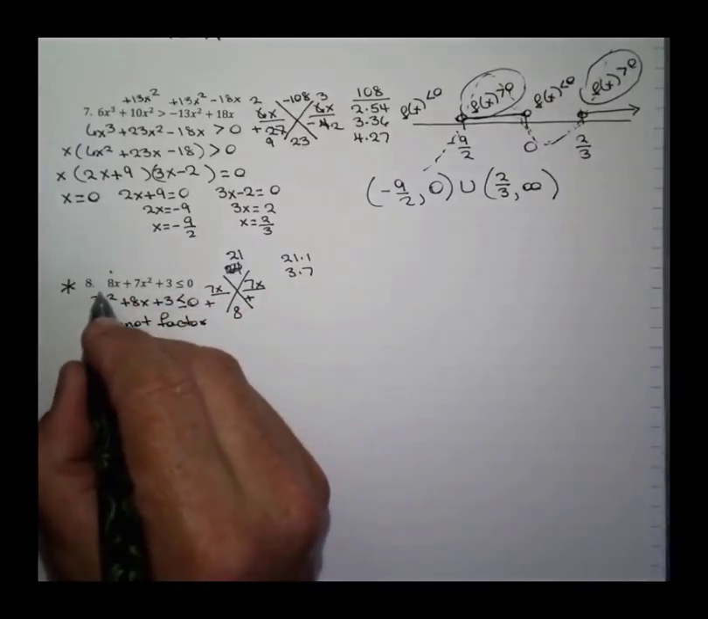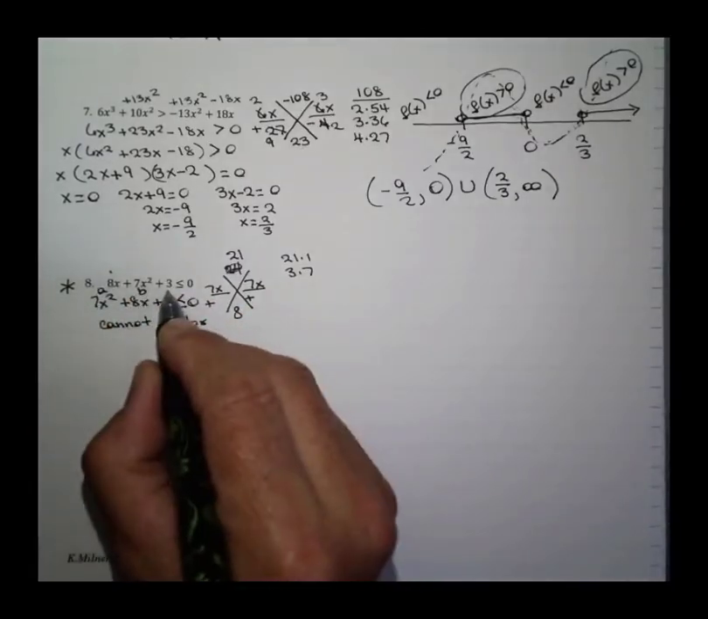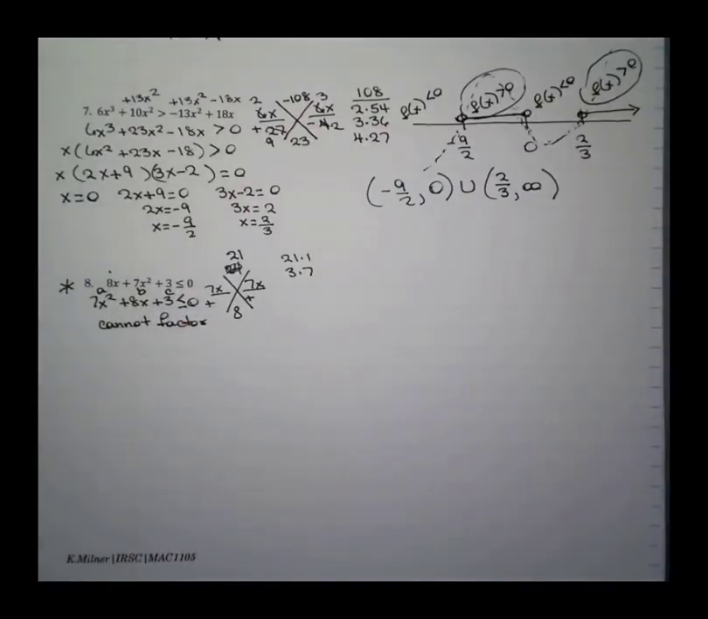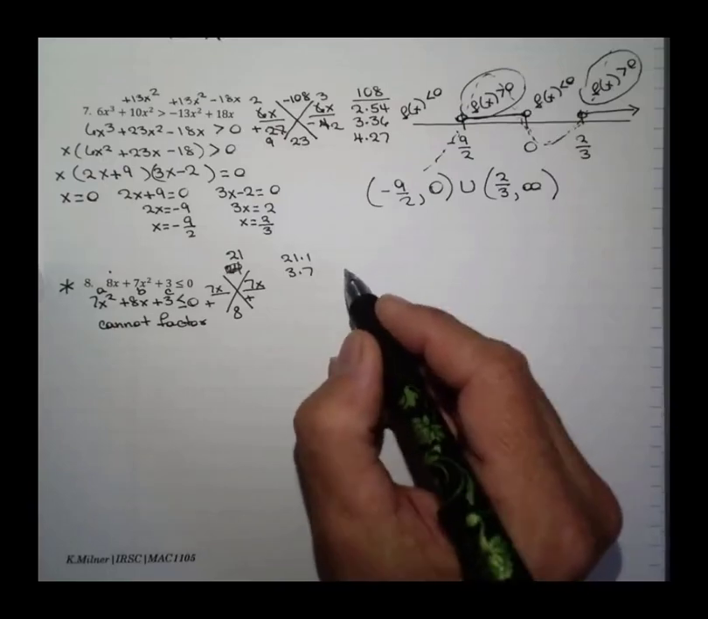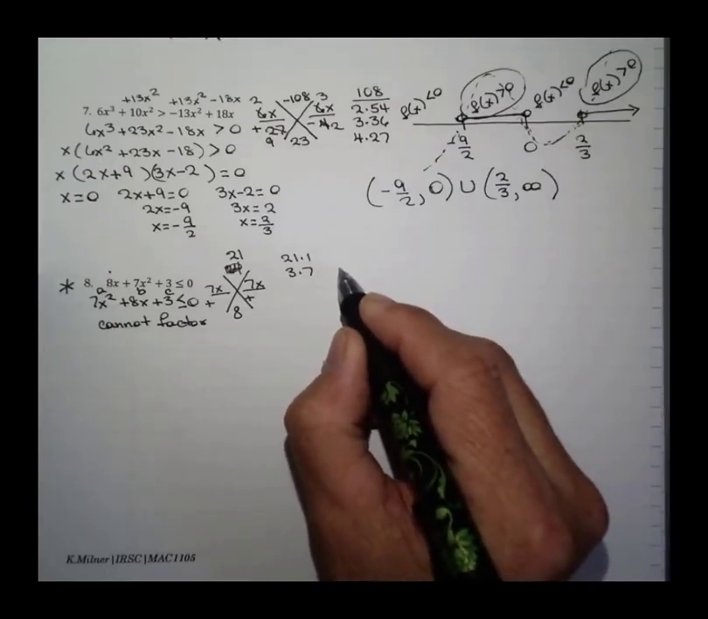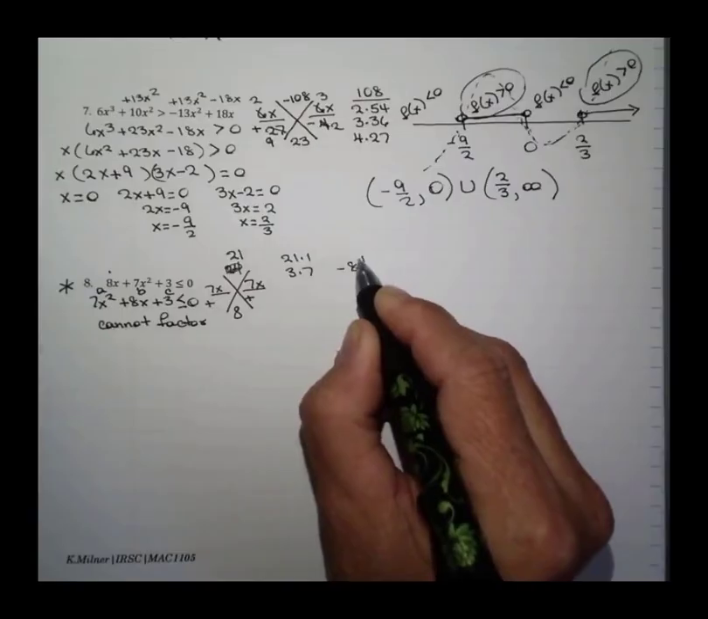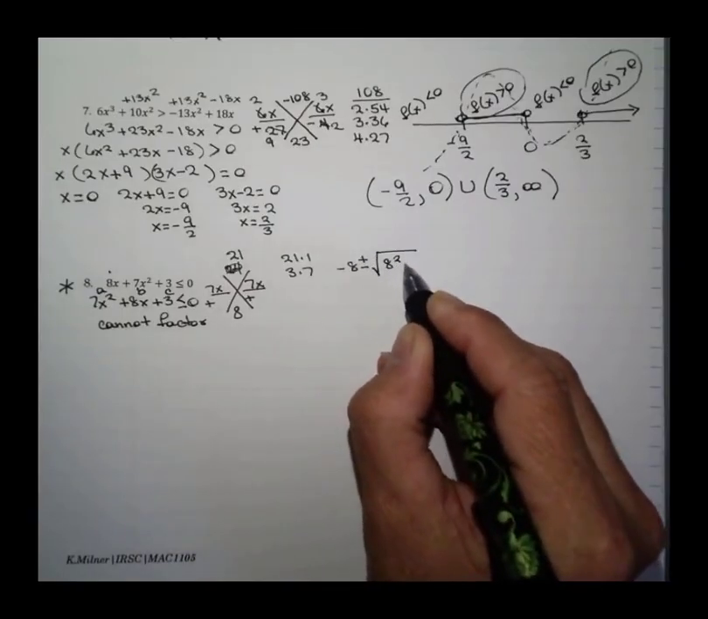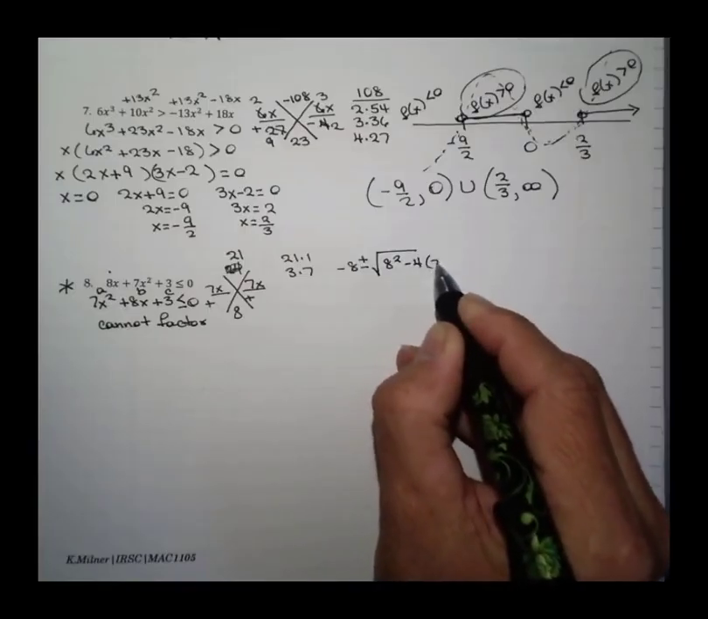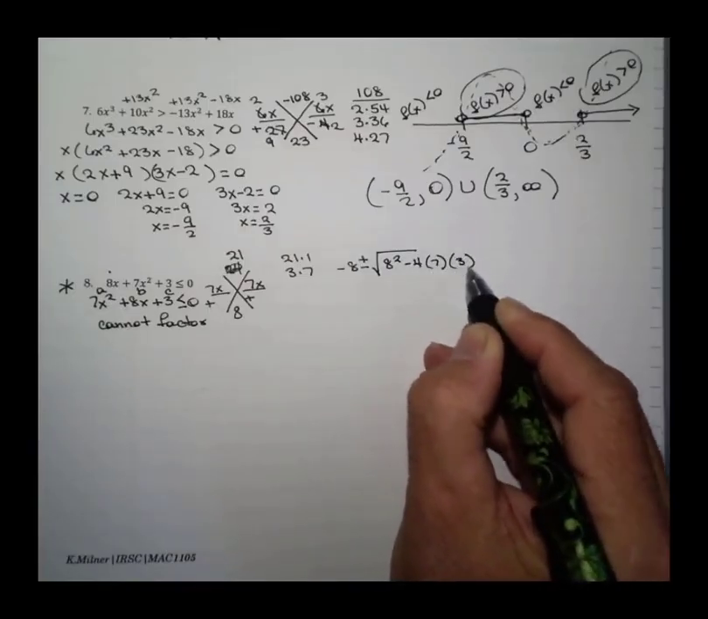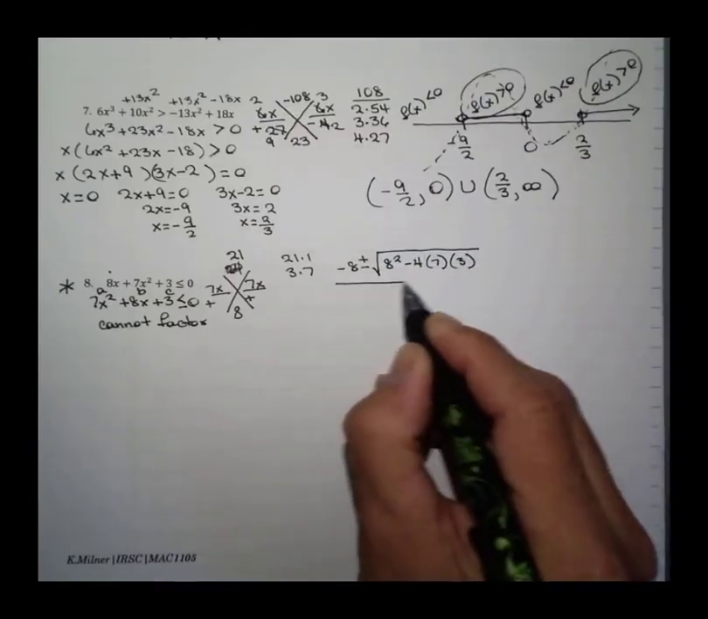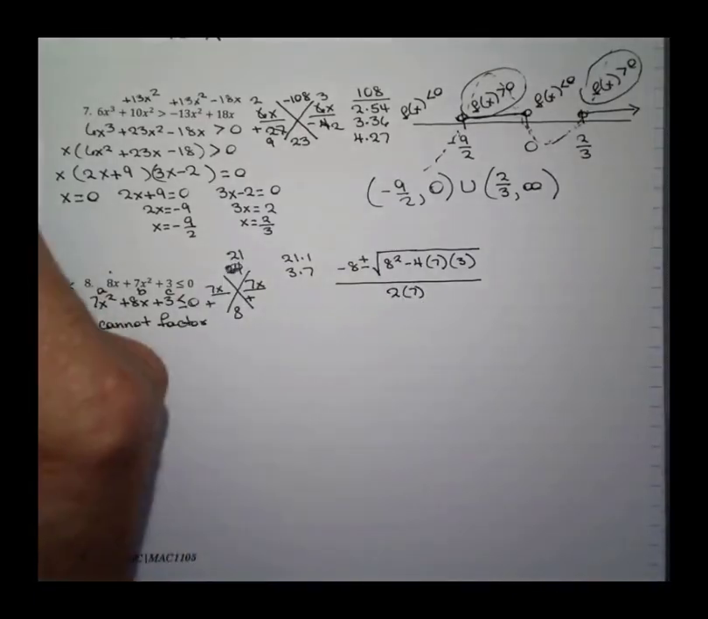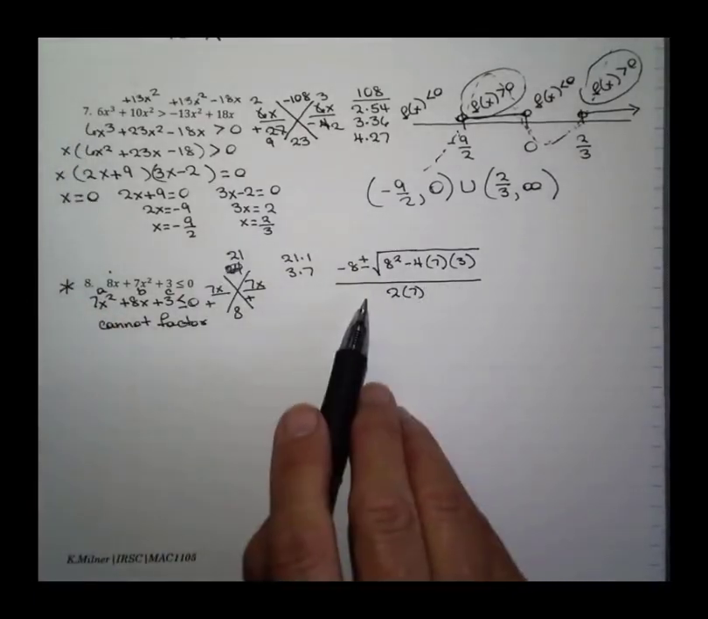So I cannot factor. I've got to go to the quadratic equation, don't I? So I look for my A term, here it is, my B term, and my C term. So my quadratic equation would say negative b, which is going to be a negative 8, plus or minus the square root of b squared minus 4 times a times c. And all of this is over 2 times a. Let's check it real quick just to make sure we inserted our numbers correctly.